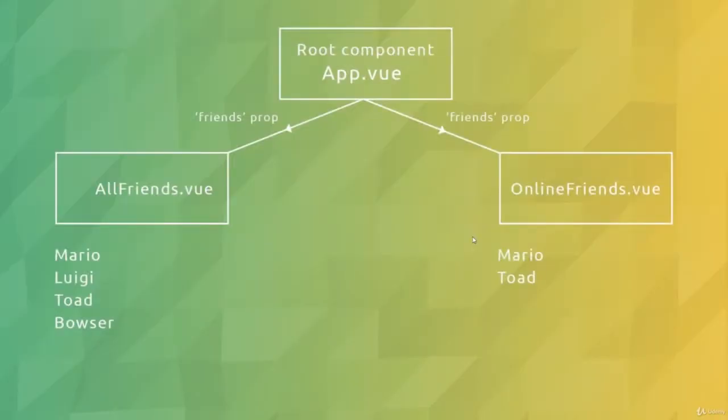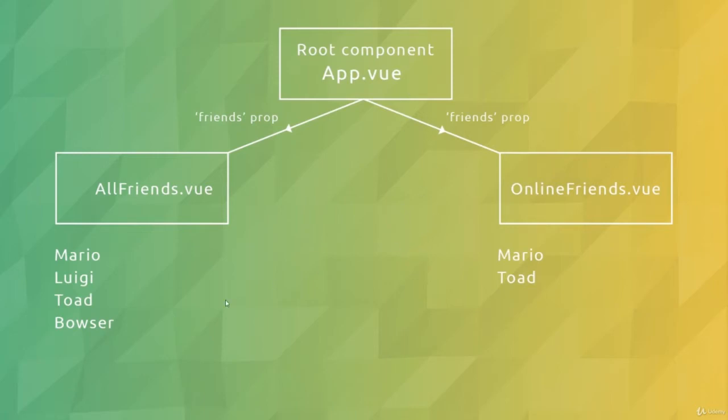Okay then, so we've now seen this one-way data communication from a parent component to a child component using props. We've passed down this friends data to each component, then we've listed that data in each one as well. So imagine now we want to communicate something back up to the parent from a child. How do we do that?